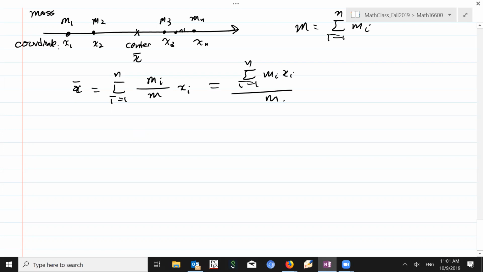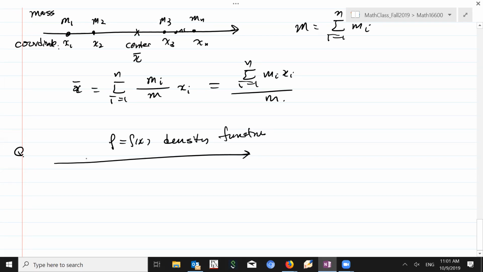If you have a density function, how do we find the center? So this is the first question. We apply this calculus idea. Rho is a density function. Somewhere maybe heavier, maybe lighter. The x is between a and b. How to find the center of mass? We know the density, so we have to use a calculus idea to do the problem.